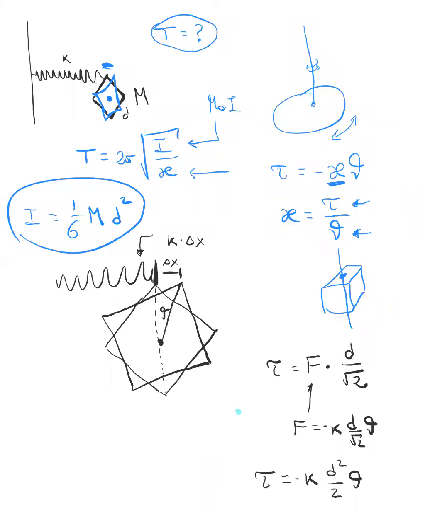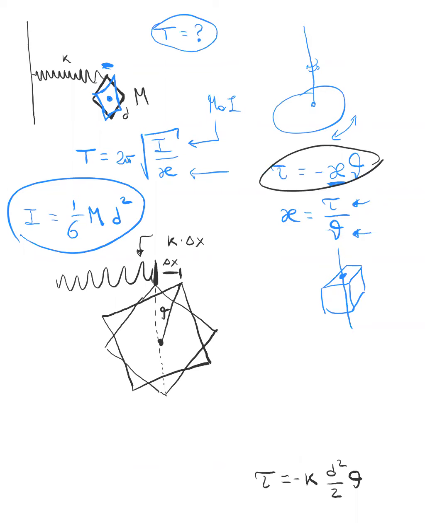So what's the torsion then? Torsion is defined through this equation. The coefficient of torsion is the coefficient between the angle and the torque. So if I write torque is equal to negative torsion times theta, and if I compare these two equations, then my conclusion is that my kappa, my coefficient of torsion, is k times d squared divided by 2.